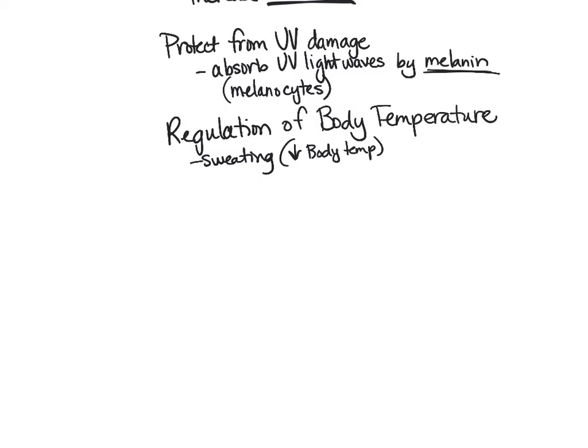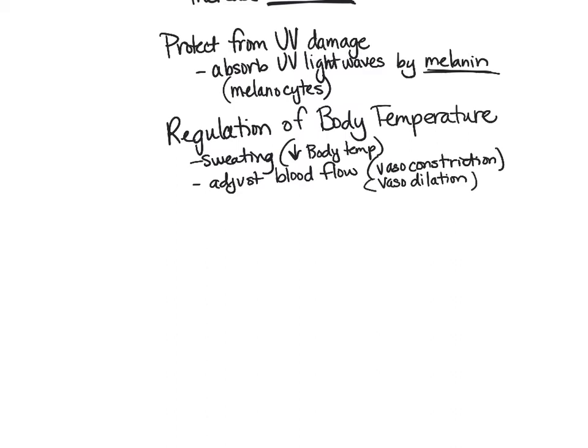And we can also adjust our blood flow. So we can adjust our blood flow through vasoconstriction or vasodilation. So if we are dilating our blood vessels, that means that we are making them wider. So we have an increase in blood flow. And if we have an increase in blood flow, that's also going to go along with sweating. So if it's really, really hot, our blood vessels will actually go closer to the surface of the skin, and then they're going to get wider. They're going to have more blood flow.